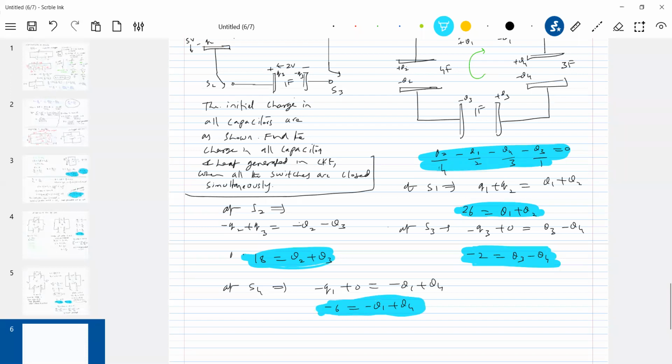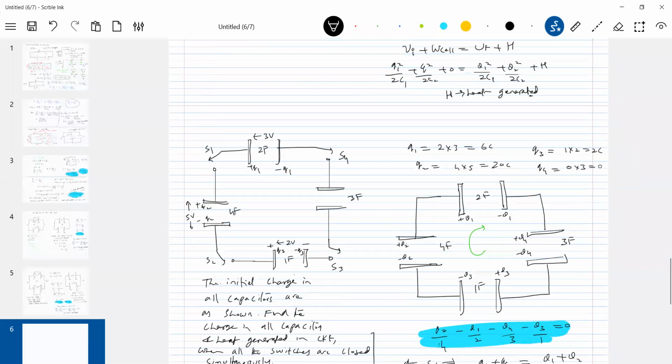What about heat generated? Again, the same formula. The heat generated will be Ui plus work done by cell equal to UF plus H. Calculate initial and final potential. Check it. Here also heat will be generated. Okay, like this, we did only 1, 2 capacitors, now a group of capacitors, I brought it here. Just see once, I will go for a few more cases.